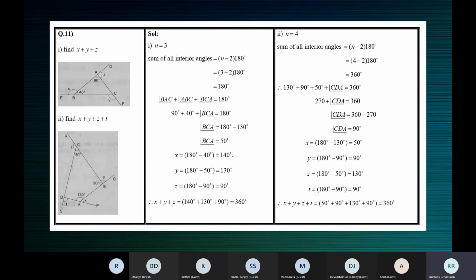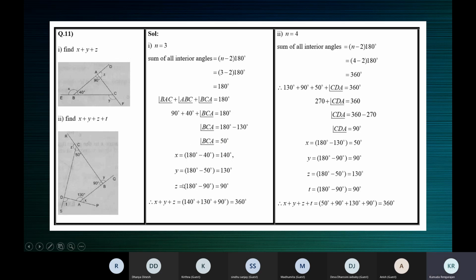Now to find every exterior angle, you should know the corresponding interior angle. In the triangle, you don't know this interior angle. To find X, you have 40 degrees. To find Z, you have 90 degrees. To find Y, you don't know the corresponding interior angle, so you first find C. That's what is happening till here.